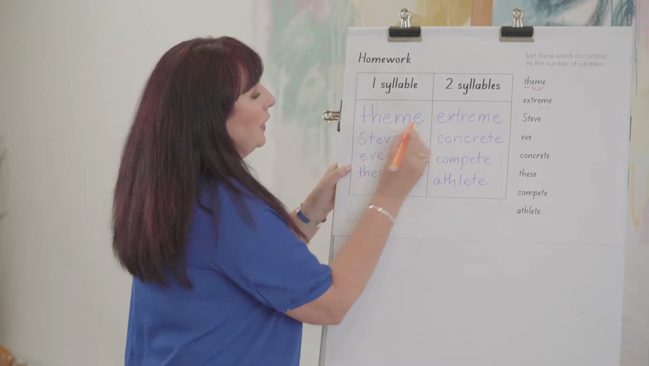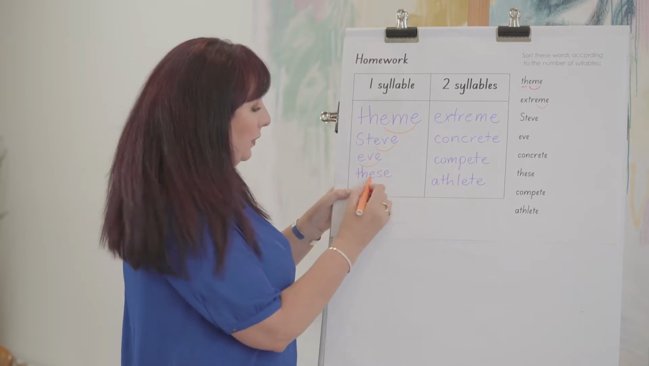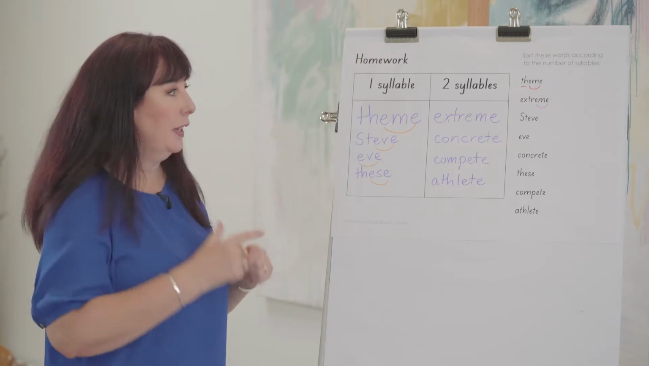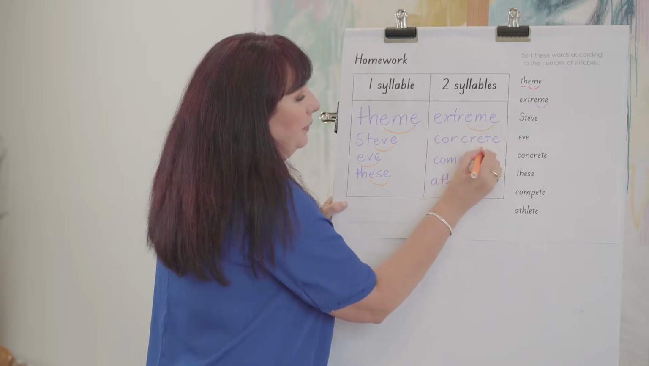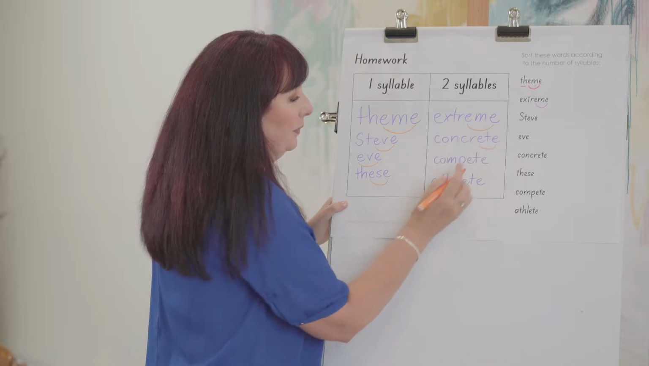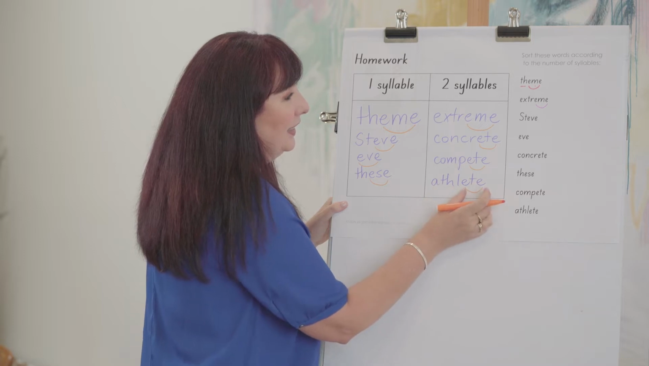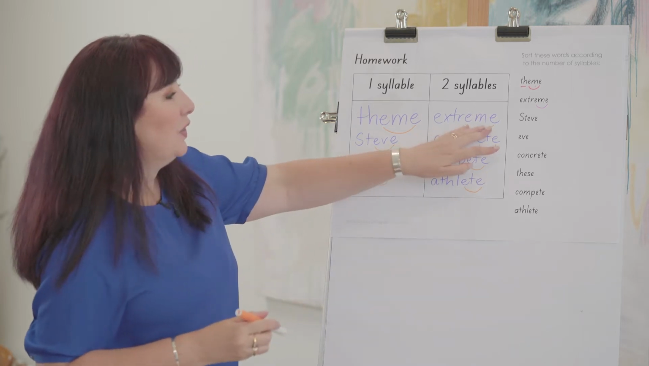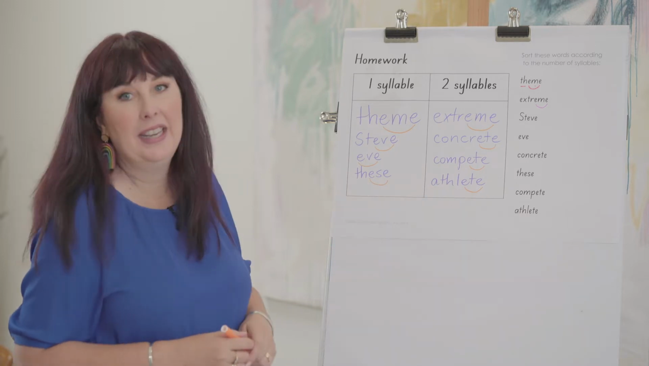I might get a nice orange texter. Theme, Steve, Eve, these. These words all have one syllable. Extreme, concrete, compete, athlete. These words all have two syllables. Say them with me. Extreme, concrete, compete, athlete.